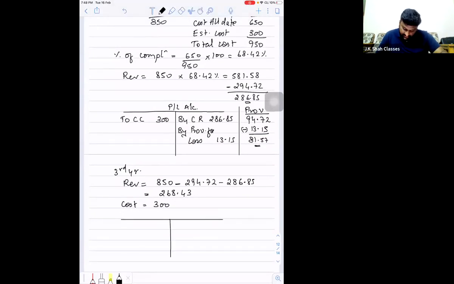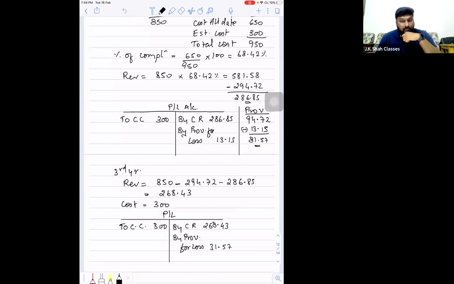So if I am making the P&L account over here, I will say by contract revenue 268.43 to contract cost 300, right? By provision for loss. Sir, how much is getting adjusted? Only 31.57. Right? But can I say you still have 50 rupees balance in the provision account?